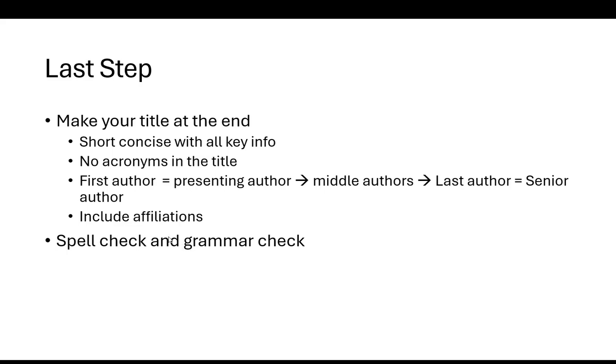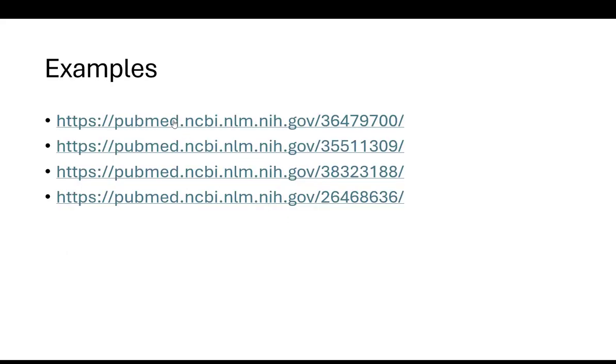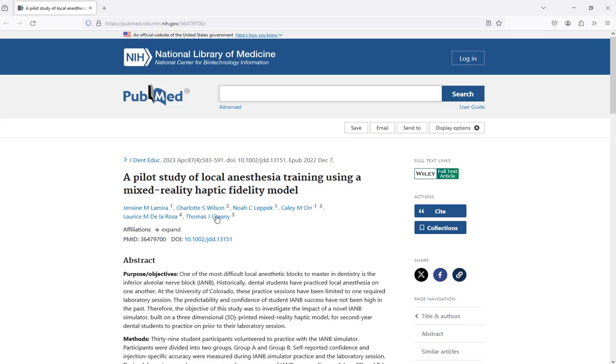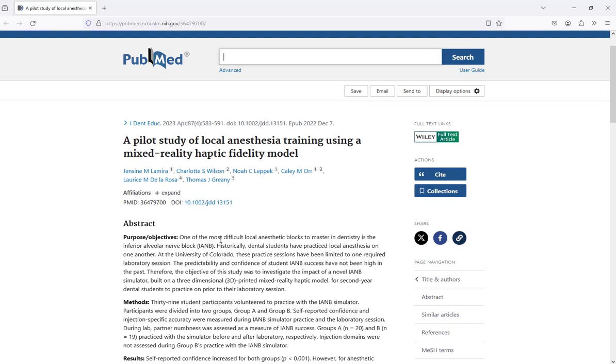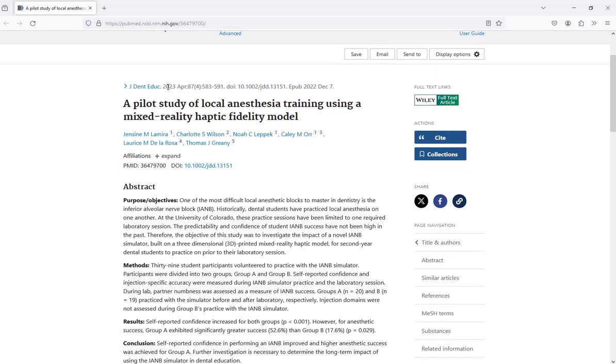Okay, so what we're going to do next is look at some examples from different types of research and see how this formula works. So the first example is from some previous MHA students, Jensen Lemira and Charlotte Wilson, together with Noah and our wonderful Kaylee Orr, Dr. De La Rosa from the dental school, and Dr. Tom Greeny from the dental school as well. And this is a project that was done and published in 2023.